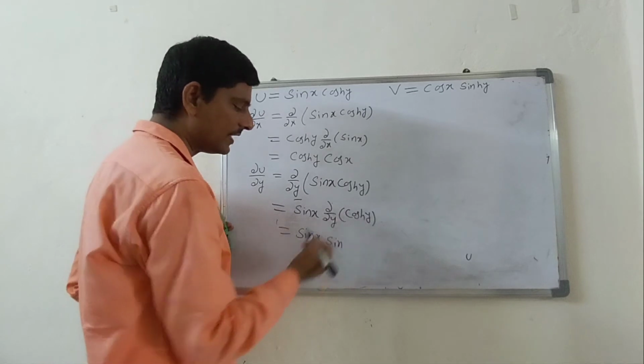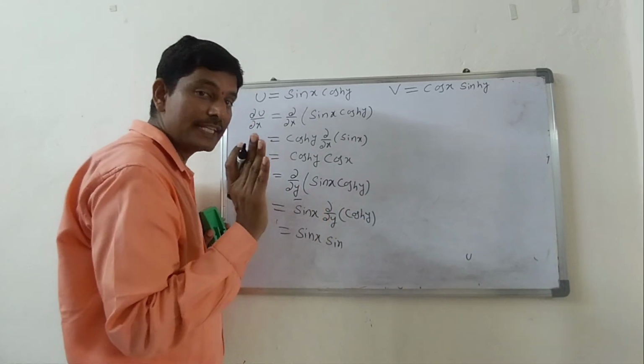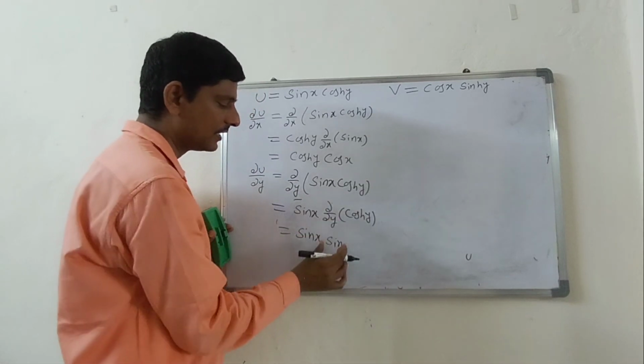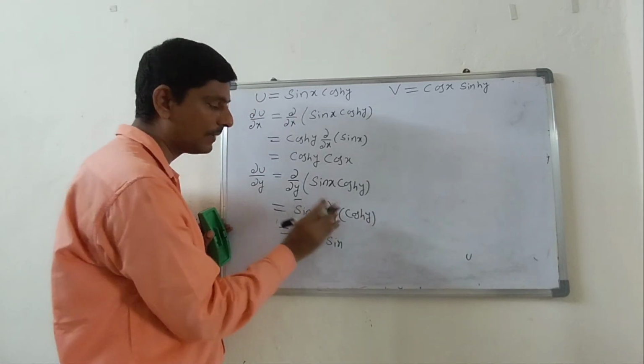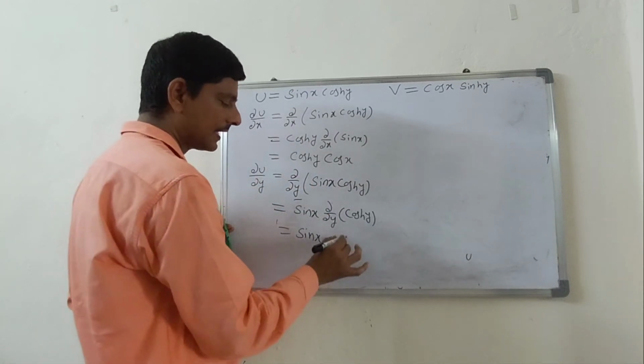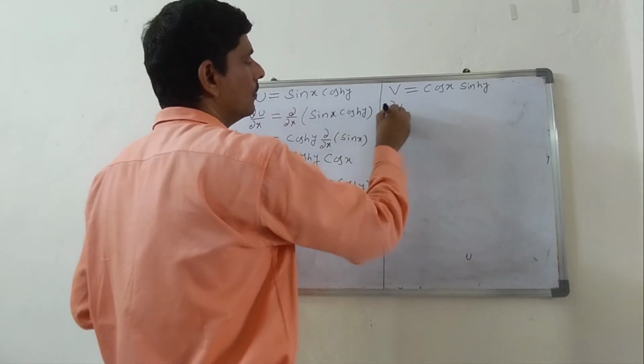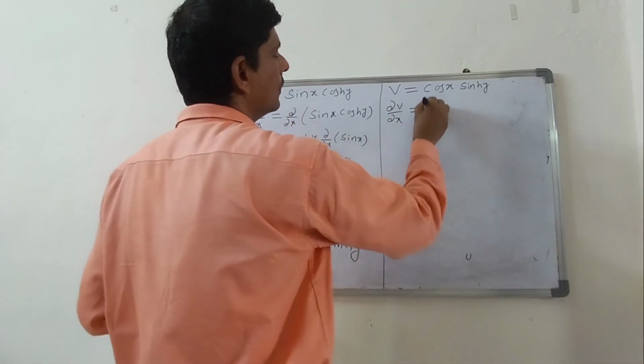So here cos hy is there. Cos hy differentiation is plus sin hy. Please remember that. There is no need of mentioning plus. If minus is there, you have to mention, but if it is plus, no need to mention it. Simply you can write it as sin hy. Clear?